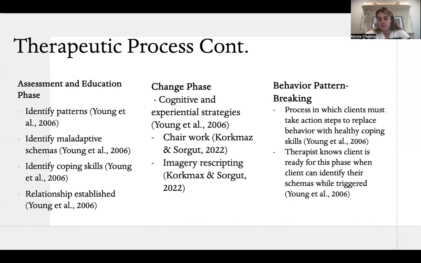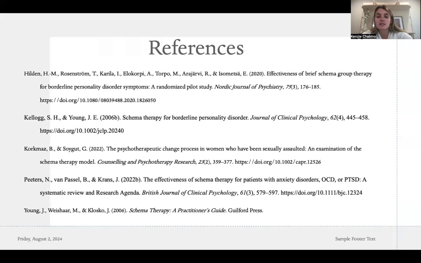But it can really help people when they get familiar with how they react and can start breaking those patterns. So that is the basis of schema therapy. There's a lot to it.